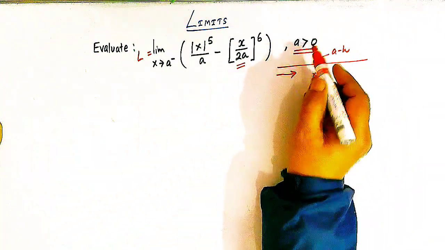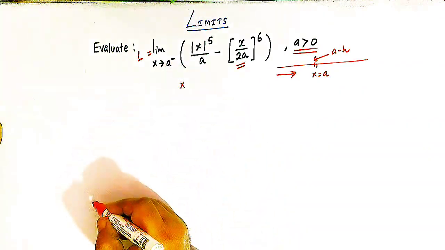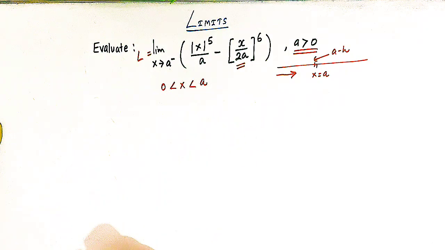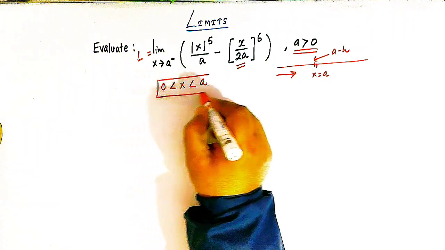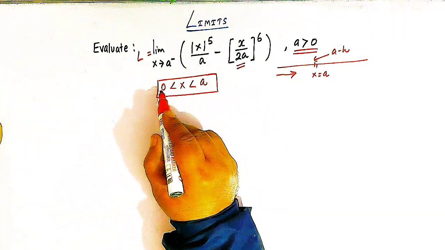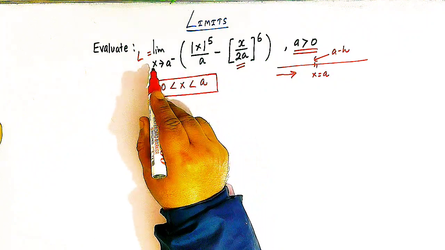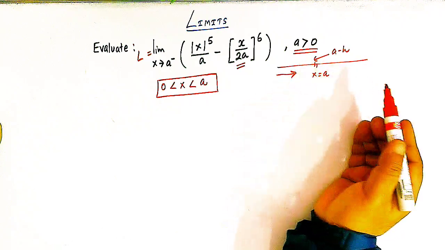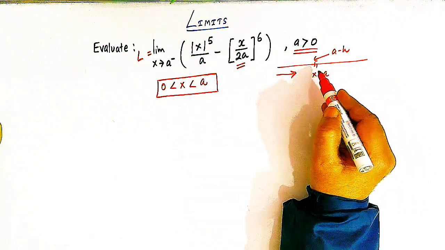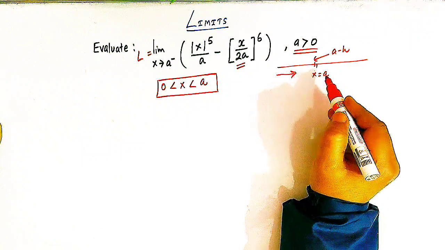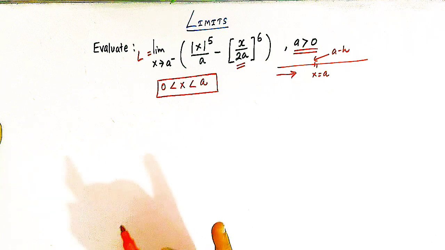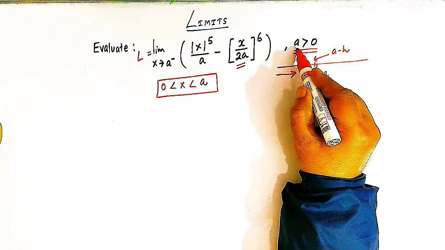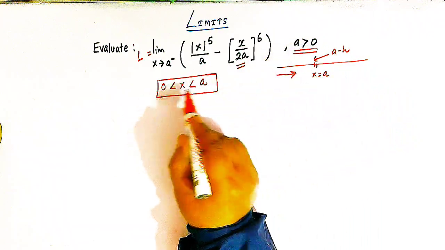Now see, a is greater than 0. So we have this important inequality, that is x is greater than 0 and less than a. We'll start from this inequality. x is greater than 0 and less than a because we are approaching x is equal to a from the left, and all the values of x which we are taking into consideration are less than a. And a is obviously greater than 0, we are already given. So x is greater than 0, less than a.